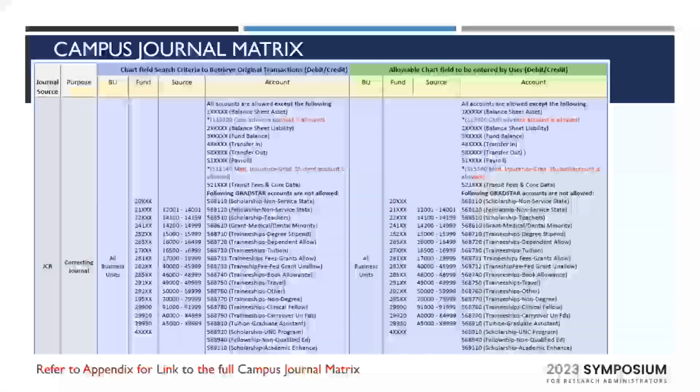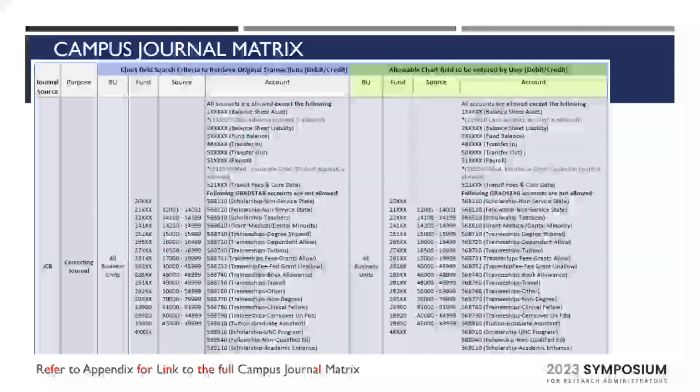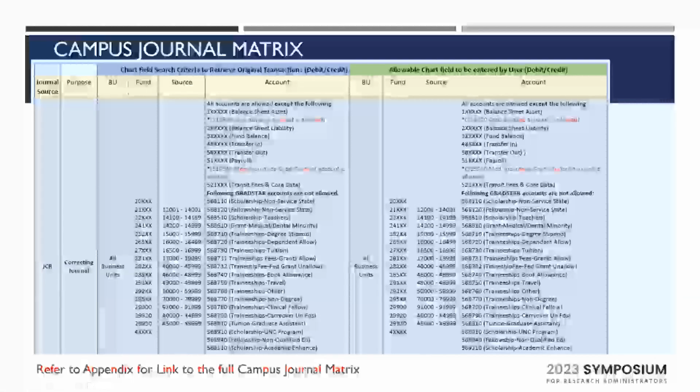Here we have the campus journal matrix, which is available online for your reference. It exists to help users understand the chart field strings that are allowed in each journal source type. One slide of the matrix is shown here, for example, as JCRs will only allow the funds, sources, and accounts listed here. And on the left-hand side, under the blue header, you can see the allowed debits. And on the right-hand side, under the green header, you can see the allowable credits. And the system will enforce these rules.